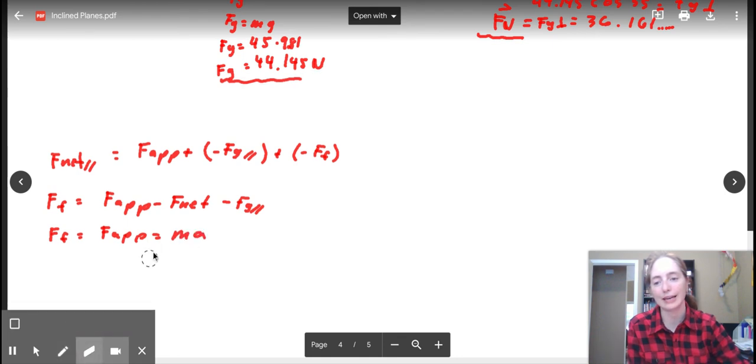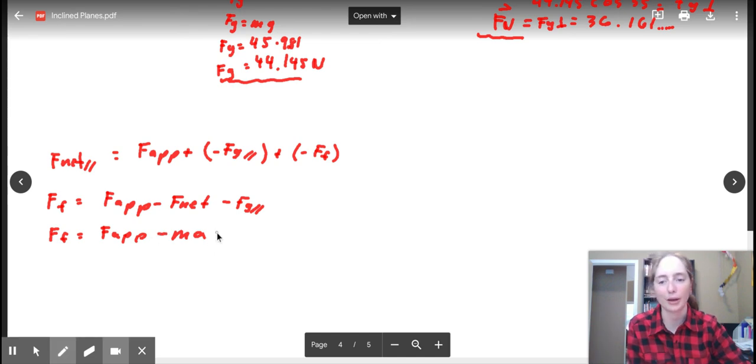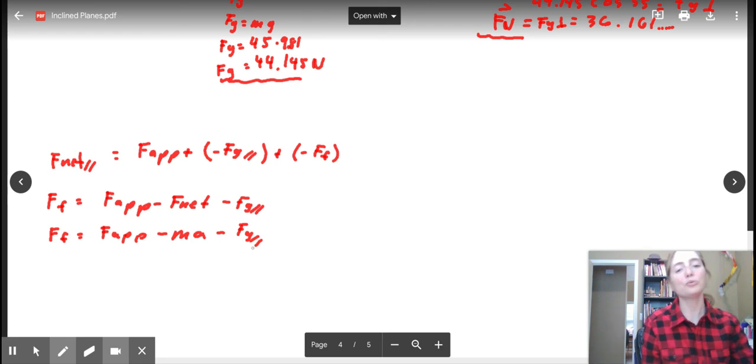Oops, let's fix that. Okay, all right. Well, ladies and gentlemen, we're trying to find force of friction. We've been given the force applied. We have the mass, we have the acceleration, but we do not have our FG parallel. So that is what we're going to need to calculate now.